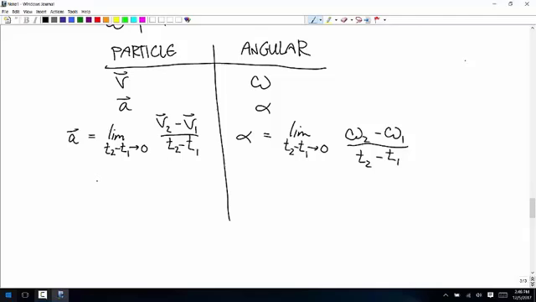And we've seen that if these two are in the same direction, it means the thing's speeding up. Same with these angular properties.